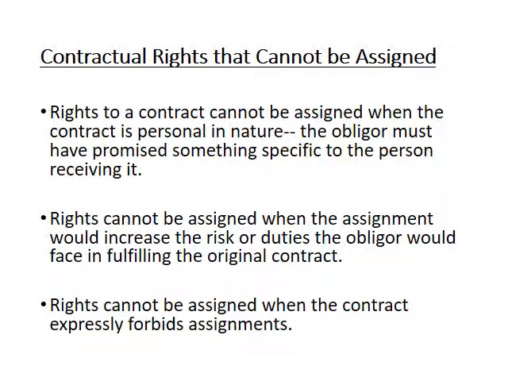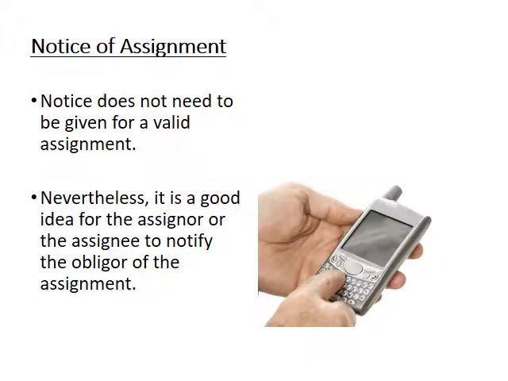Contractual rights that cannot be assigned. Rights to a contract cannot be assigned when the contract is personal in nature. The obligor must have promised something specific to the person receiving it. Rights that cannot be assigned include assignments that would increase the risks or duties of the obligor, or the duties that the obligor would face in fulfilling the original contract. Rights cannot be assigned when the contract expressly forbids assignments.